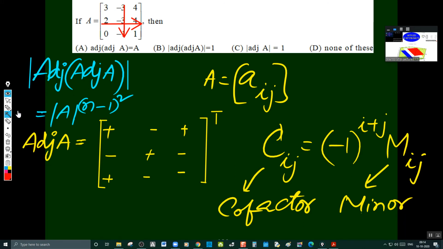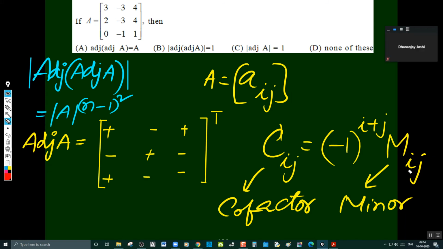This I'd like to revise. I hope everyone knows this. If you know this, it is a waste of time for me to explain, but if someone does not know, it will be useful for them. And you must know it. If you do not remember, you must revise that. That's a basic thing while finding the adjoint of any matrix.